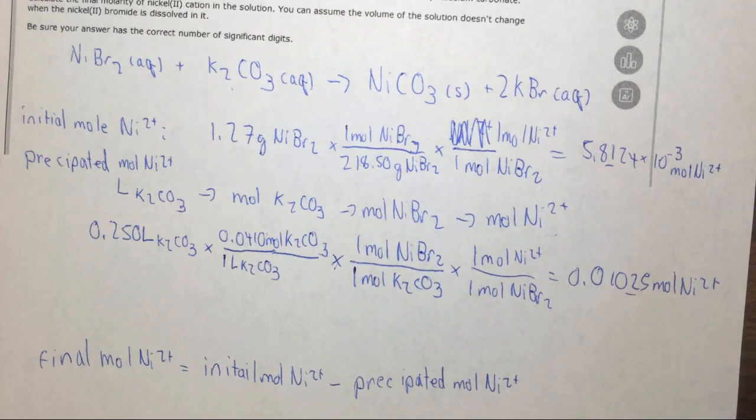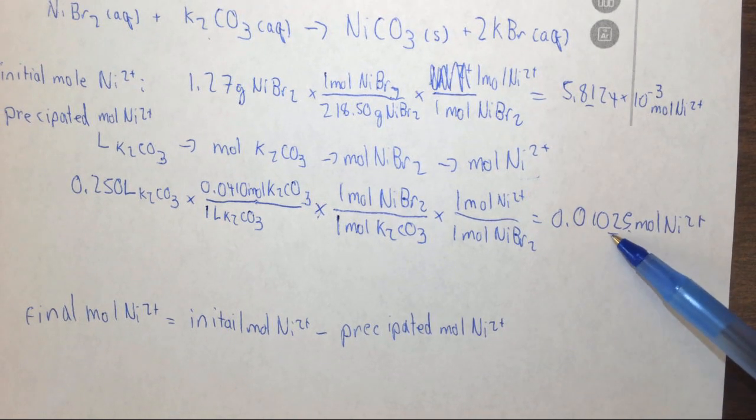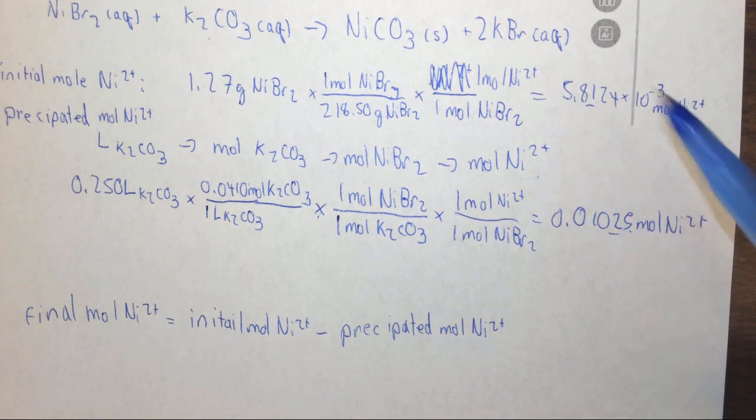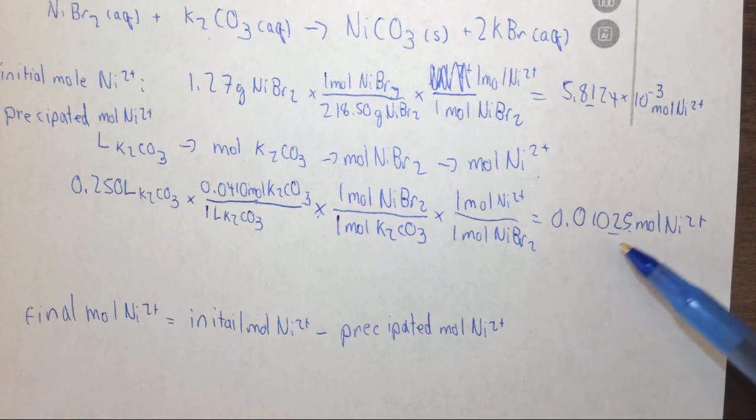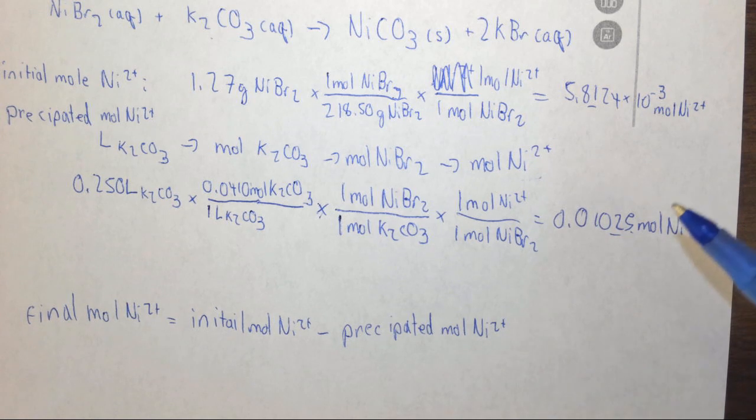Now, you can instantly notice that we precipitate, this is 1 times 10 to the minus 2. This is 5 times 10 to the minus 3. So this is a bigger number. So we actually precipitate more than we have. So the final molarity of Ni2 plus is 0.